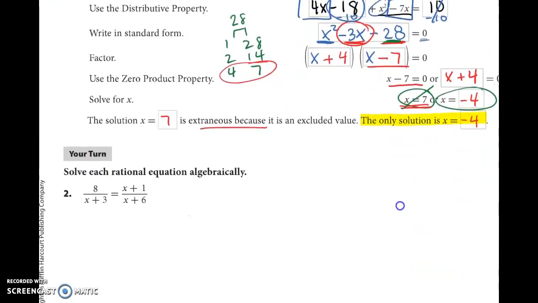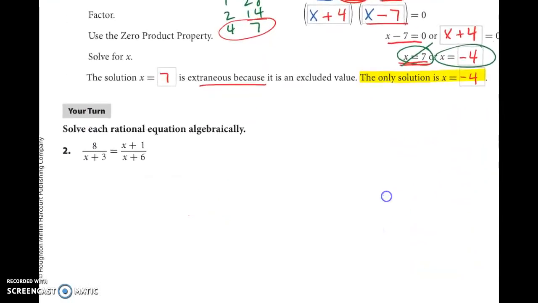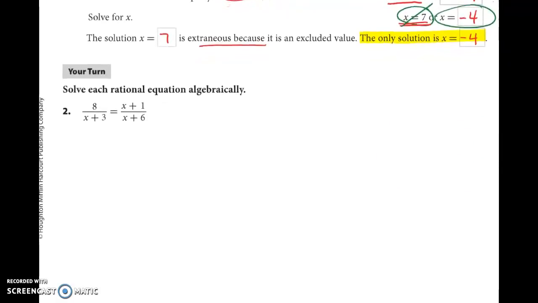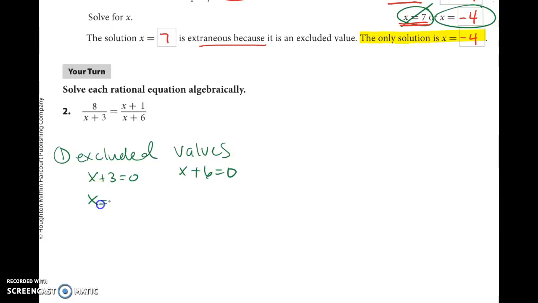So for your turn here, I'll go ahead and get it started for us just to remember some of our steps. Step 1, we said, was to find those excluded values. So take our denominators, x plus 3 and set it equal to 0, and x plus 6 and set it equal to 0. So our excluded values are going to be a -3 and a -6.